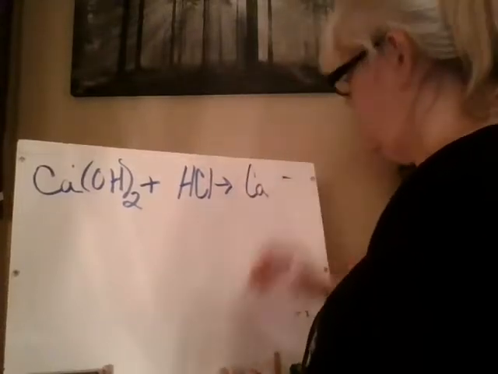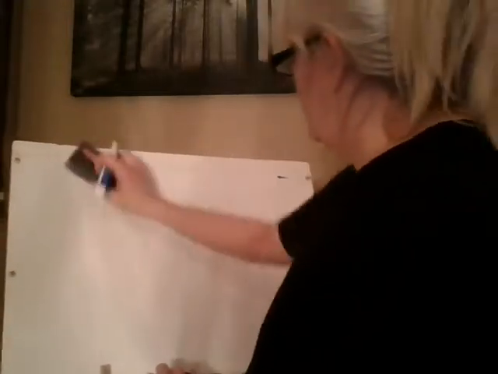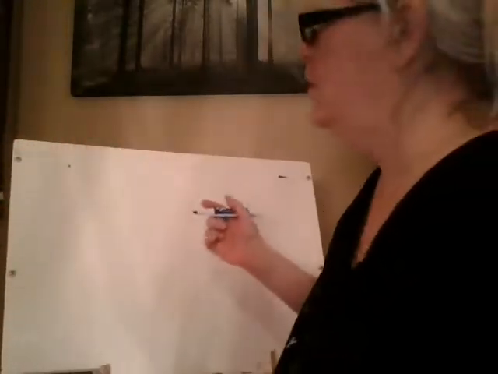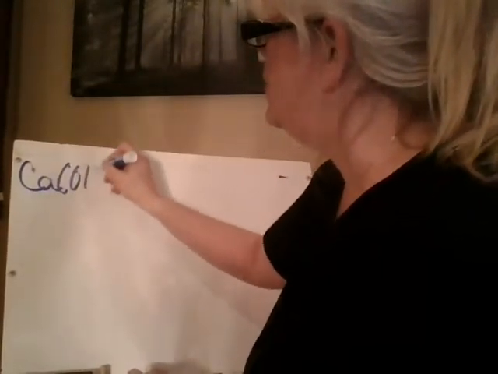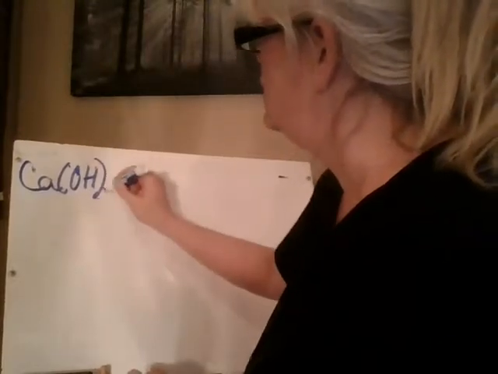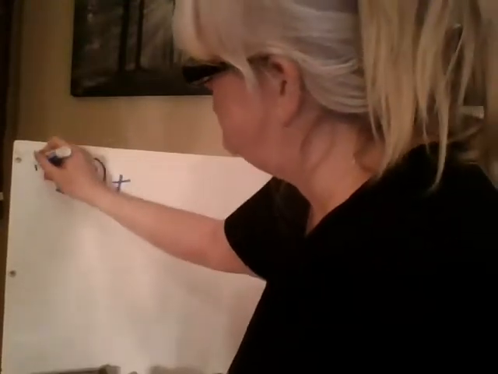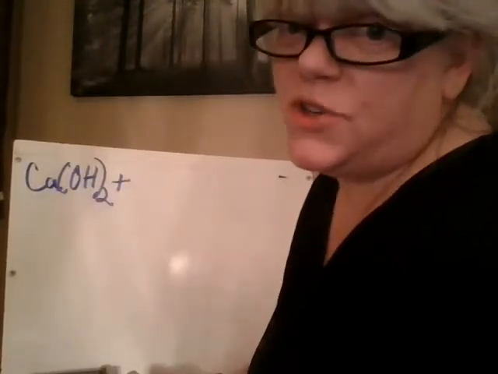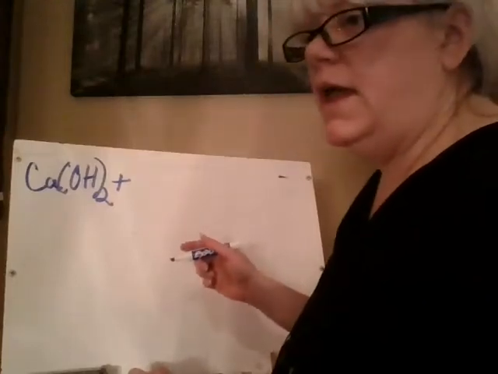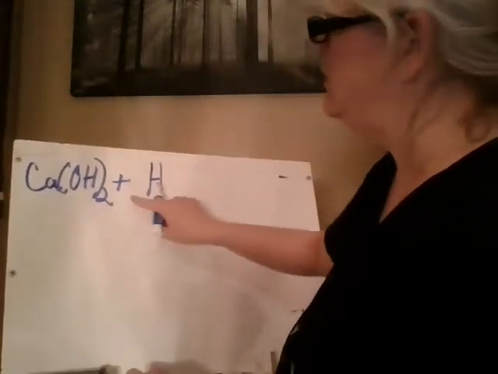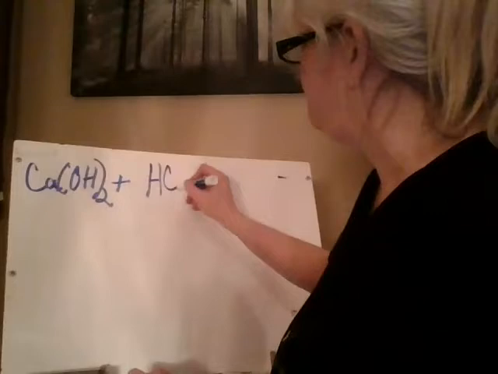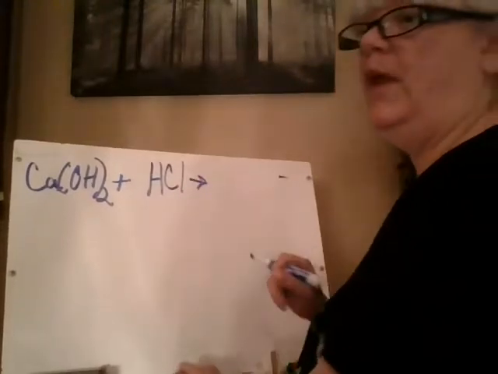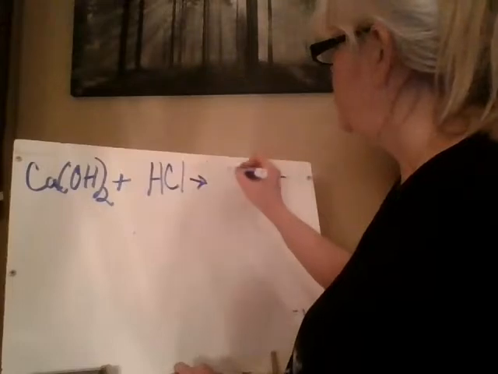I'm running out of room now. Let me redo it. I'm used to a bigger board. Okay, so let's do over here. Ca, there's our hydroxide, plus, need to have a little room in front of it because we might need a coefficient. And then I had HCl. Again, I'm leaving a little bit of room here so that I can have room to put in a coefficient as I work through it. The yield sign. And then we have, again, a little room.